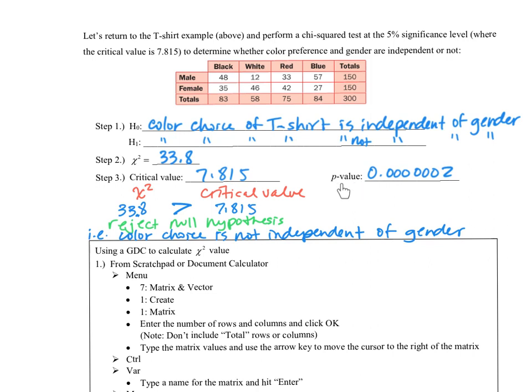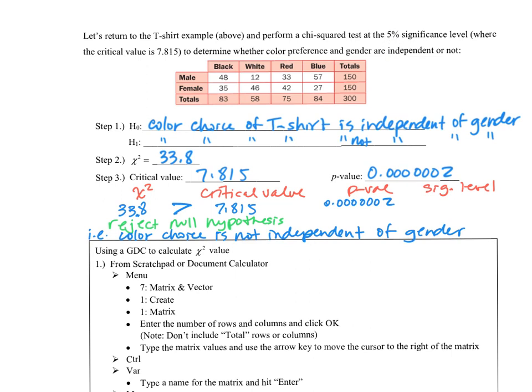So we're going to compare our p-value to the significance level. So let me write down what we're doing. We're going to compare p-value to significance level. Okay. P-value was that teeny tiny number of 0.0000002. The significance level, we were told, remember in the problem, our significance level is 5%.